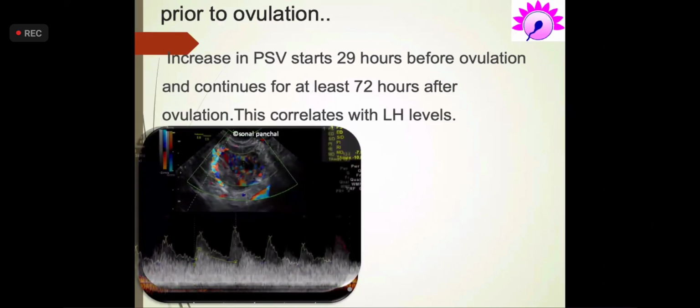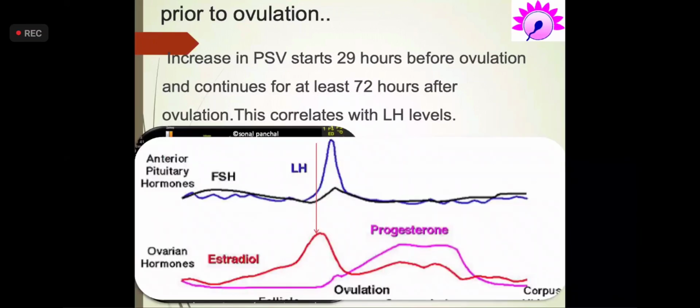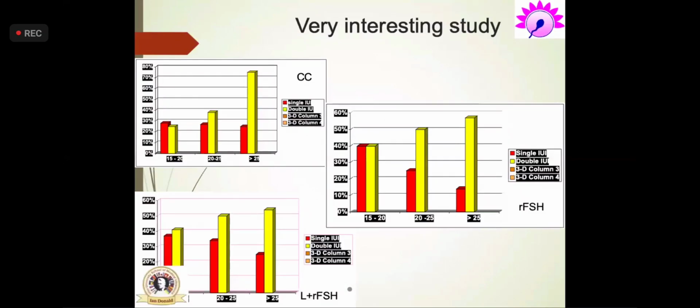It is about 29 hours before the ovulation that the PSV suddenly starts rising, as we have just described. That means that if the PSV is high, you need an earlier IUI. Now, this was a study which was done long back, presented in one of the ISWA conferences, and it said that if the PSV of the follicle was high on the pre-ovulatory scan, a double IUI, the first IUI at 12 to 14 hours after the trigger, and the second IUI after 36 to 38 hours, must be done.